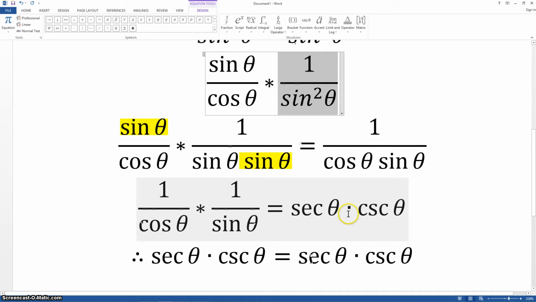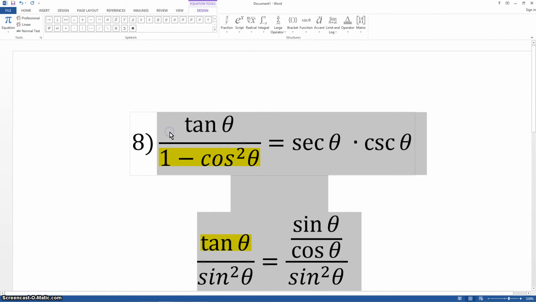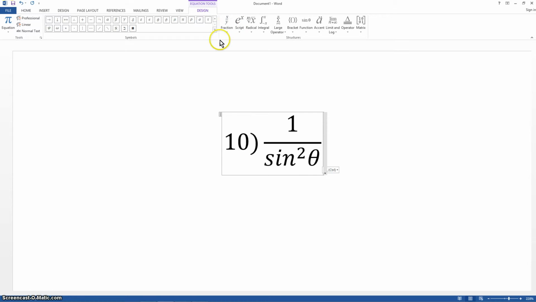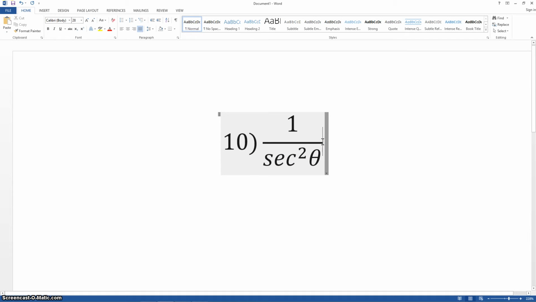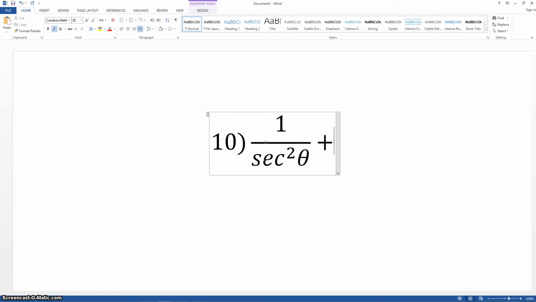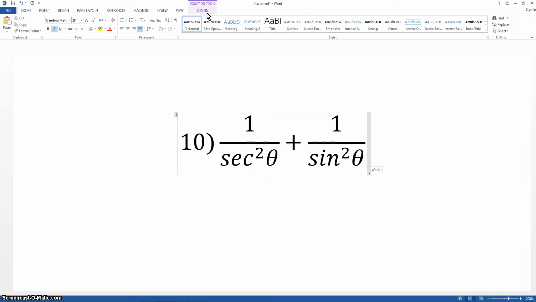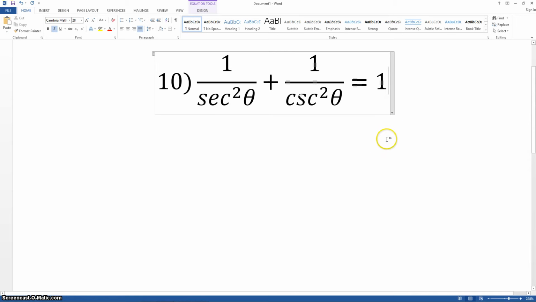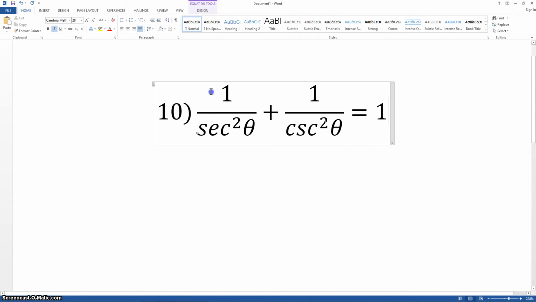All right, now we are going to look at number 10. Number 10 is saying 1 over secant squared of theta plus 1 over cosecant squared of theta is equal to 1. Alright, so obviously the left-hand side one looks the most difficult, but you just got to remember your identities.